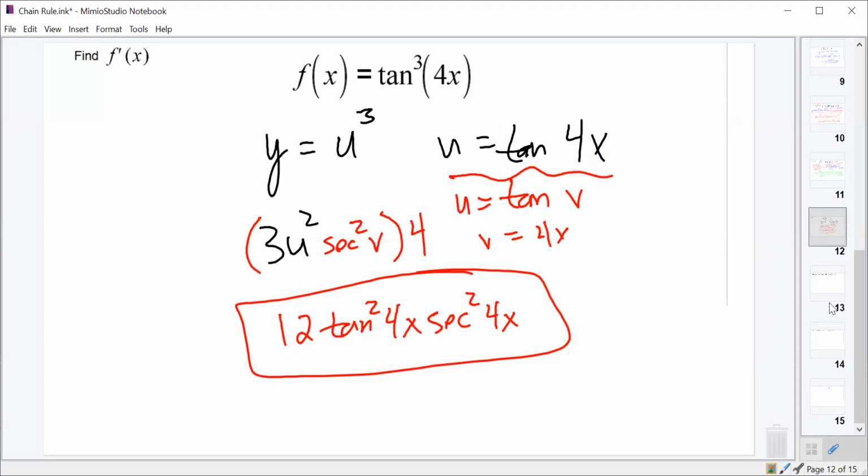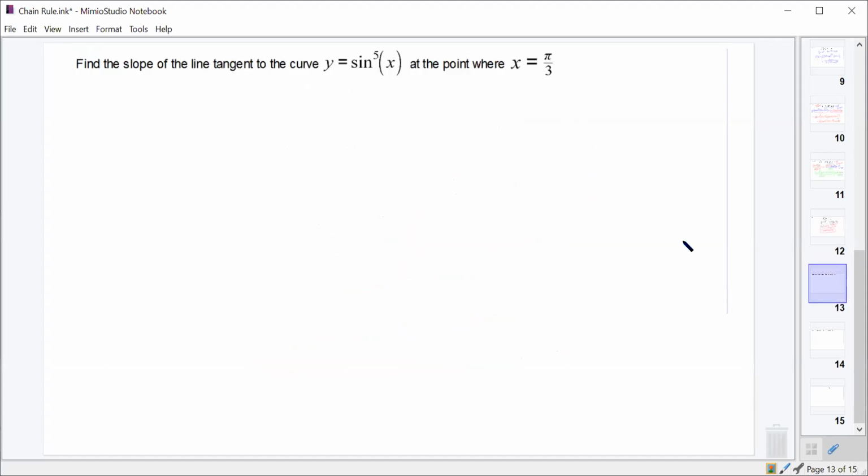All right, let's do another one. In fact, why don't you guys do this one on your own? This one only requires one use of the chain rule. So figure out for me the slope of the line tangent to sine to the fifth x at x equals pi over 3.